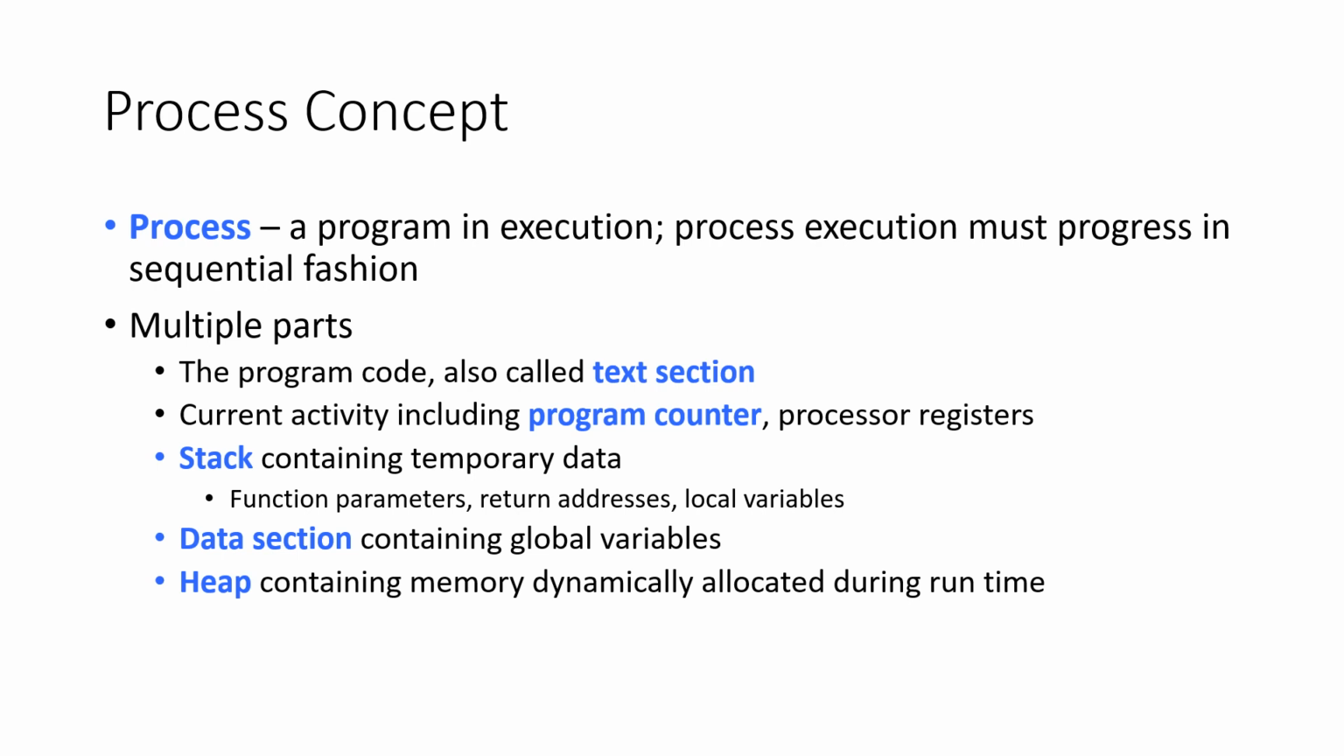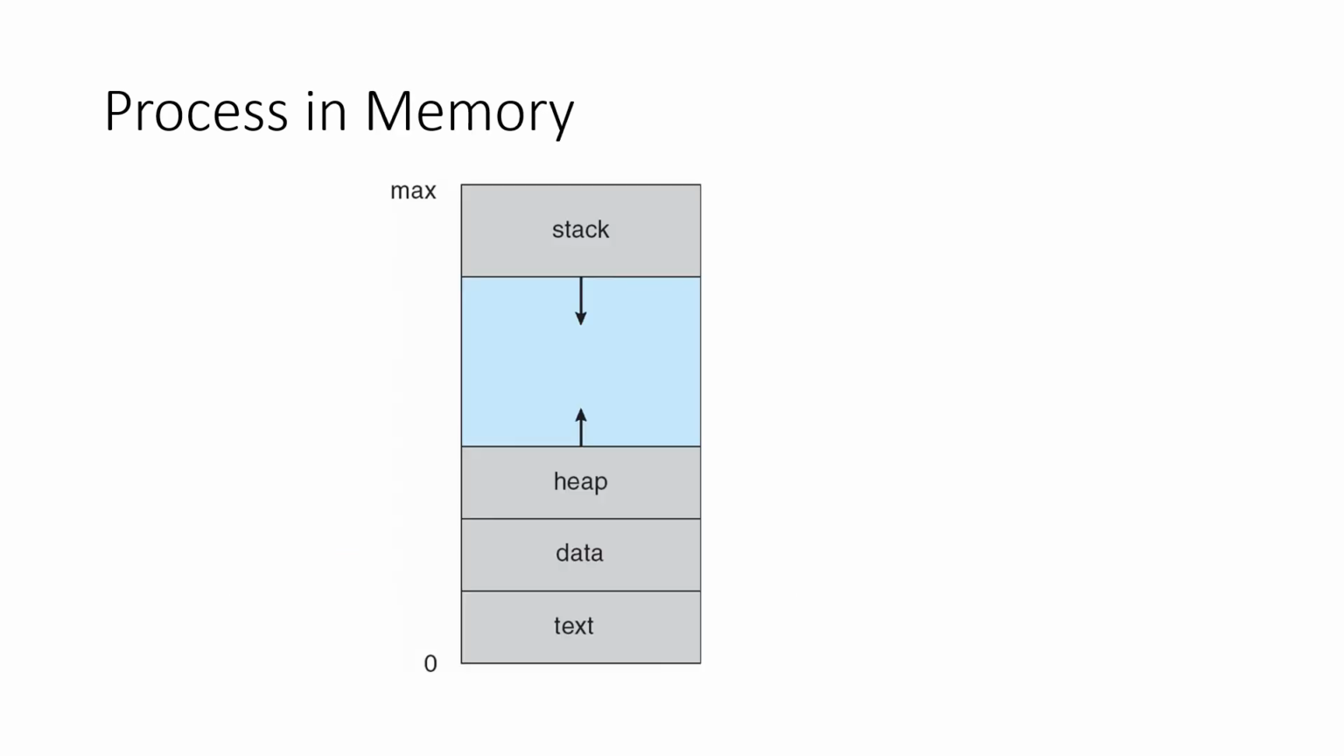Next is heap. Heap is from where your program dynamically allocates memory to any variable or any section that requires dynamic or runtime memory. So this is how the memory is divided into sections.